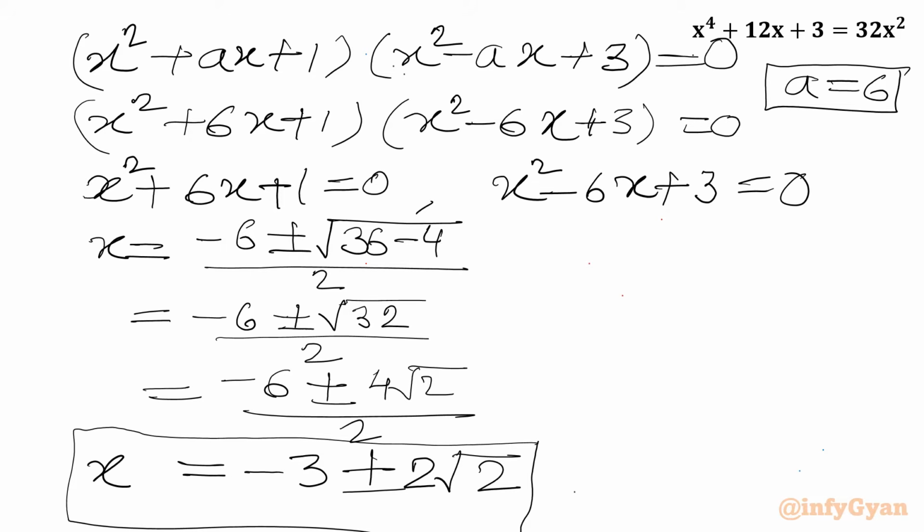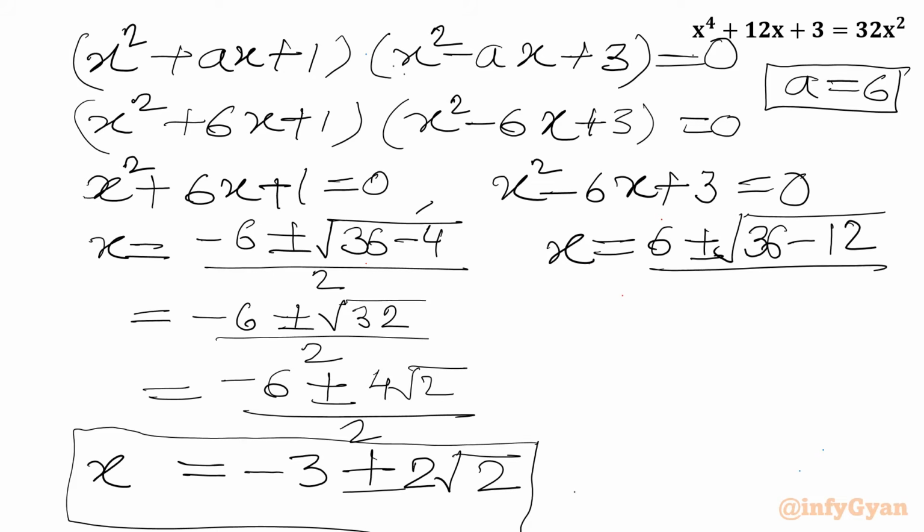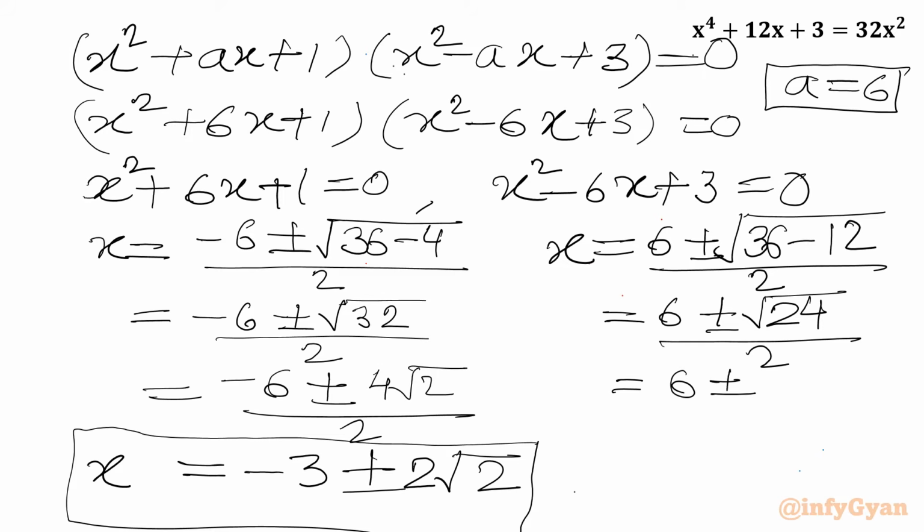Now for the second equation I will apply the quadratic formula once again. Minus b, so 6 this time, plus or minus the square root of b^2, which is 36, minus 12, over 2. So x = (6 ± √24) / 2, which is (6 ± 2√6) / 2. So x is equal to 3 ± √6.